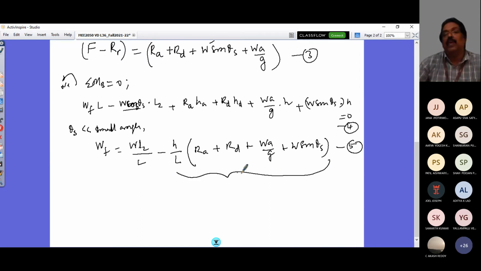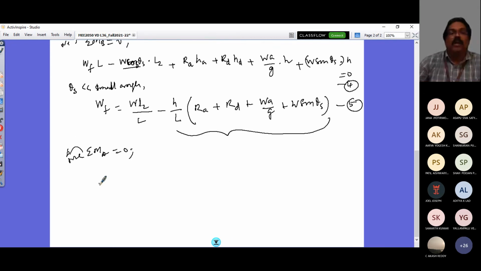And this part is what is responsible for your dynamic load transfer. The first term refers to the static load, and this is the dynamic load transfer part. So at an instant of acceleration, WF is this. Similarly, taking moment at point A, I would be able to get WR. I'll leave it to you to write this equation similar to equation 4 and then reduce it to WR.